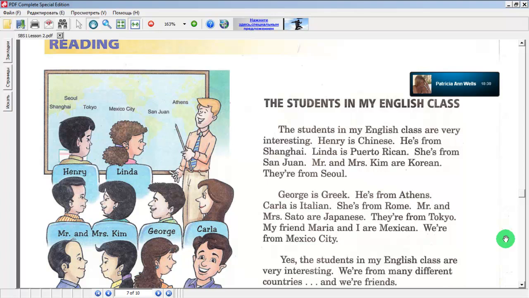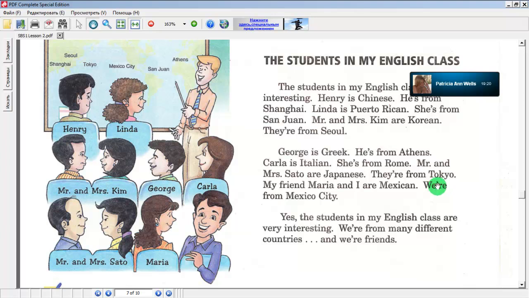George is Greek. He's from Athens. Carla is Italian. She's from Rome. Mr. and Mrs. Sato are Japanese. They're from Tokyo. My friend Maria and I are Mexican. We're from Mexico City. Yes, the students in my English class are very interesting. We're from many different countries. And we're friends.